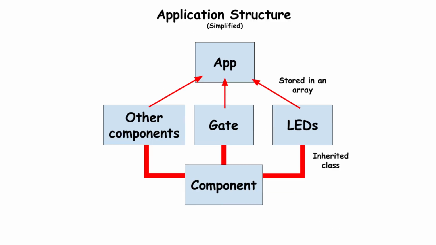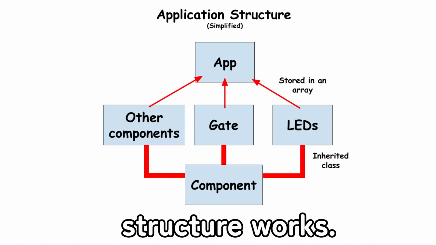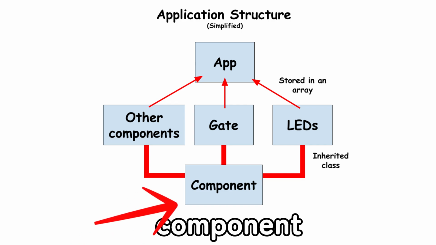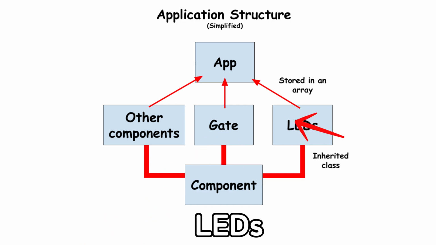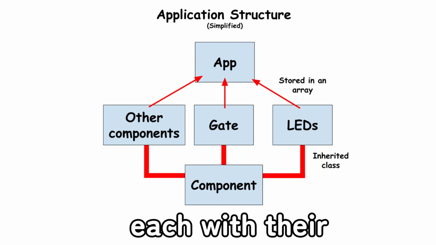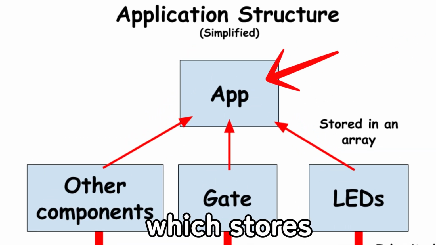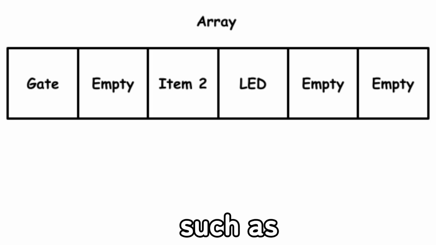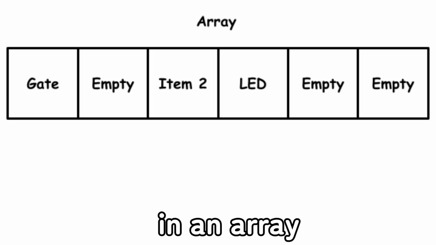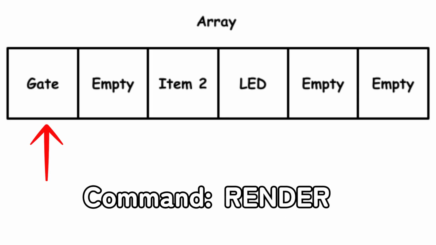The first day wasn't visually exciting, but it was very important. I built a camera as well as an essential application structure. So here's how the application structure works. You have a component class, which the gates, LEDs, and other components, each with their separate class, inherit. Then you have the application at the top, which stores all of the components, such as gates and LEDs, in an array. And when the application runs, it iterates through this array and renders each object.